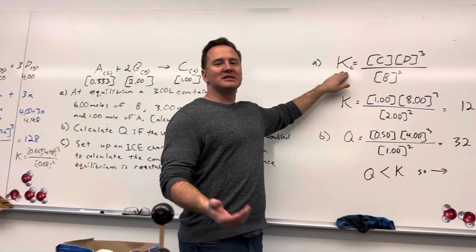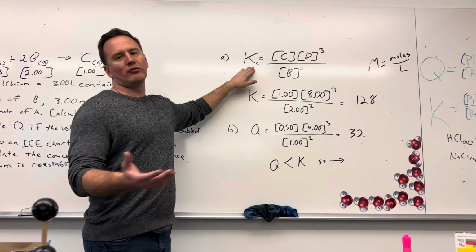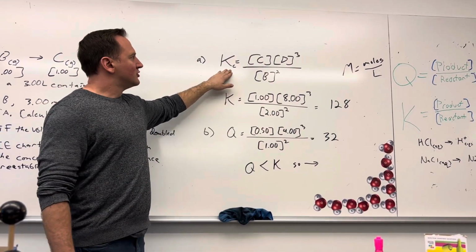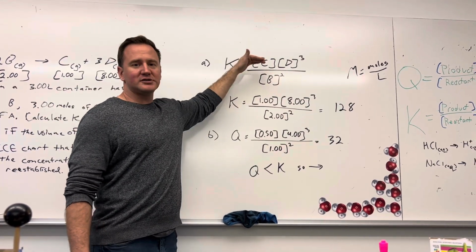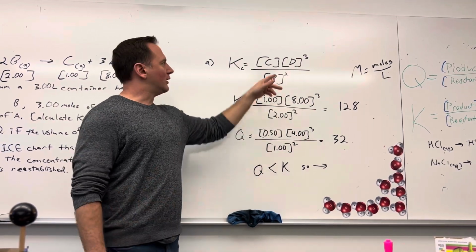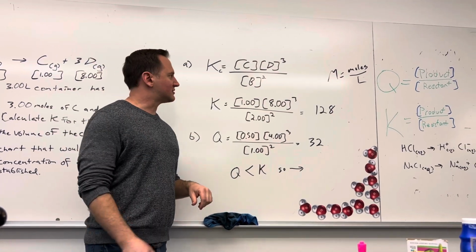So for gases, if you're representing the concentrations in molarity, we write Kc. If we were representing them in pressures, we'd write Kp, but that's different. We're just going to look at this for now. Again, for any K expression, we're going to write our product concentrations in molarity over our reactant concentrations in molarity, and we're going to raise those values to the power of the coefficients listed in the balanced chemical equation.